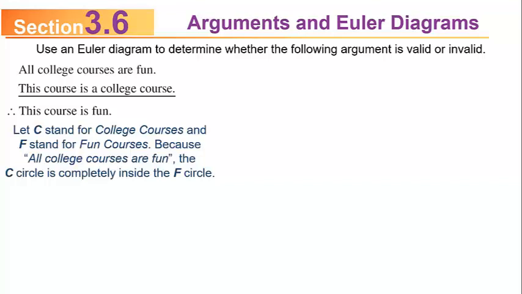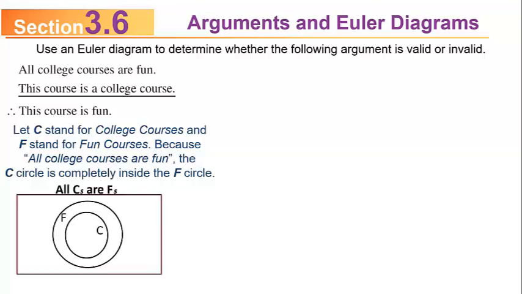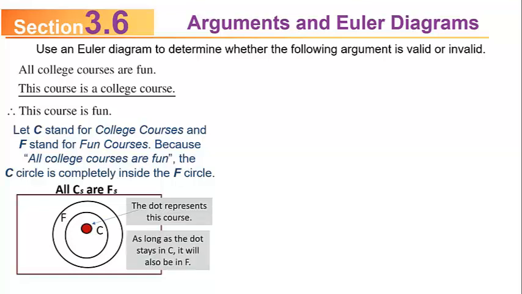If we let C stand for college courses and F stand for fun courses, because the first premise says all college courses are fun, the circle C is completely inside the circle F. So your Euler diagram would look like this. And that's the Euler diagram for all C's are F's. So if you look at a representative course in our argument, you can see that as long as the dot stays inside the college courses circle, the C circle, it will also be inside of this F circle, which is the fun courses circle. So this course is fun is a valid argument.